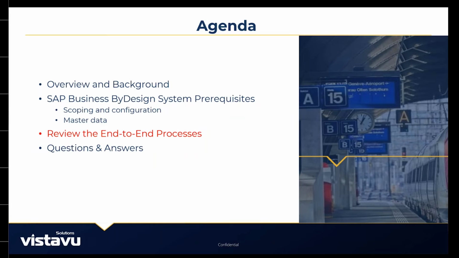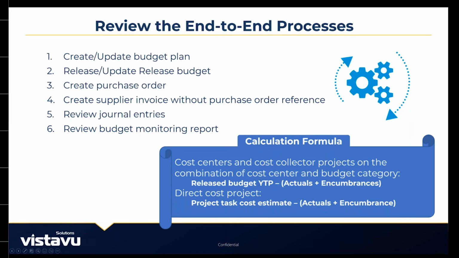In the actual demo, I want to show you the flow of how we can create and update a budget plan, then how we can release and update a released budget, and then how we can create a purchase order that kicks in the budget controls, and how supplier invoices work. This works the same as the purchase order. Then we can review quick journal entries and review some reporting at the end.